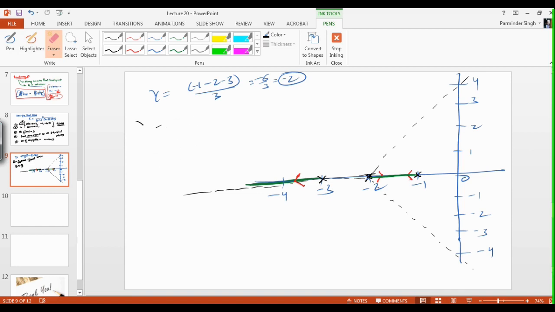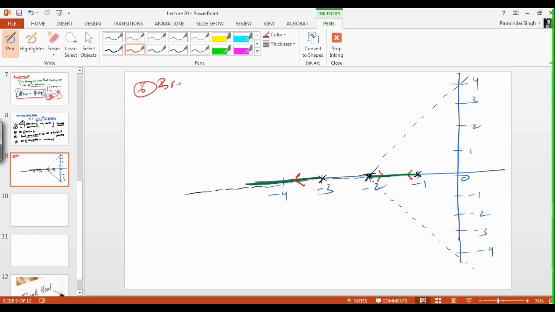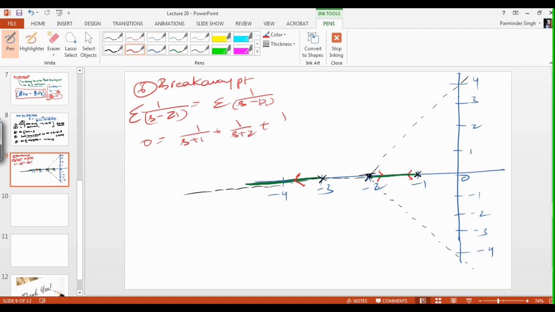Now the next part, once we are done with the asymptotes, is we need to draw the breakaway point, which is the important one. Breakaway point, I said, is the sum of 1 over s minus z for all the zeros equal to the sum of 1 over s minus p for all the poles. There is no zero term, so the left hand side is 0. Now for the poles, 1 over s plus 1, plus 1 over s plus 2, plus 1 over s plus 3, equal to 0. Solve this and we'll get the values of s.